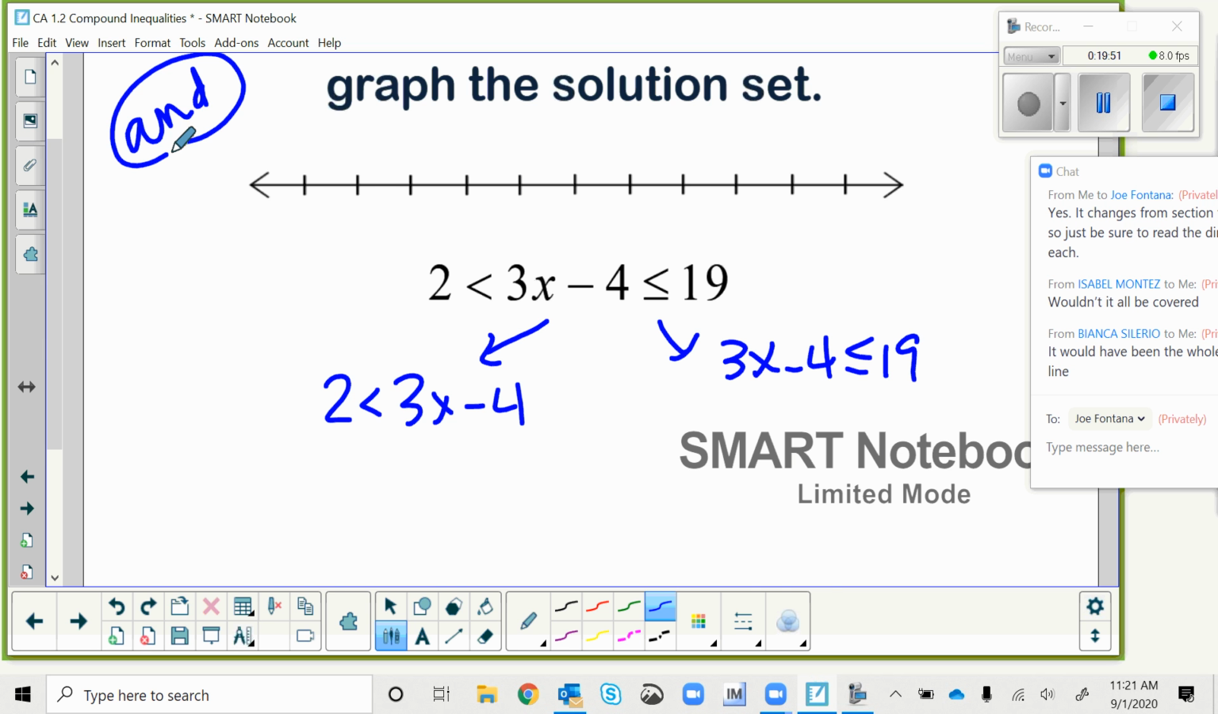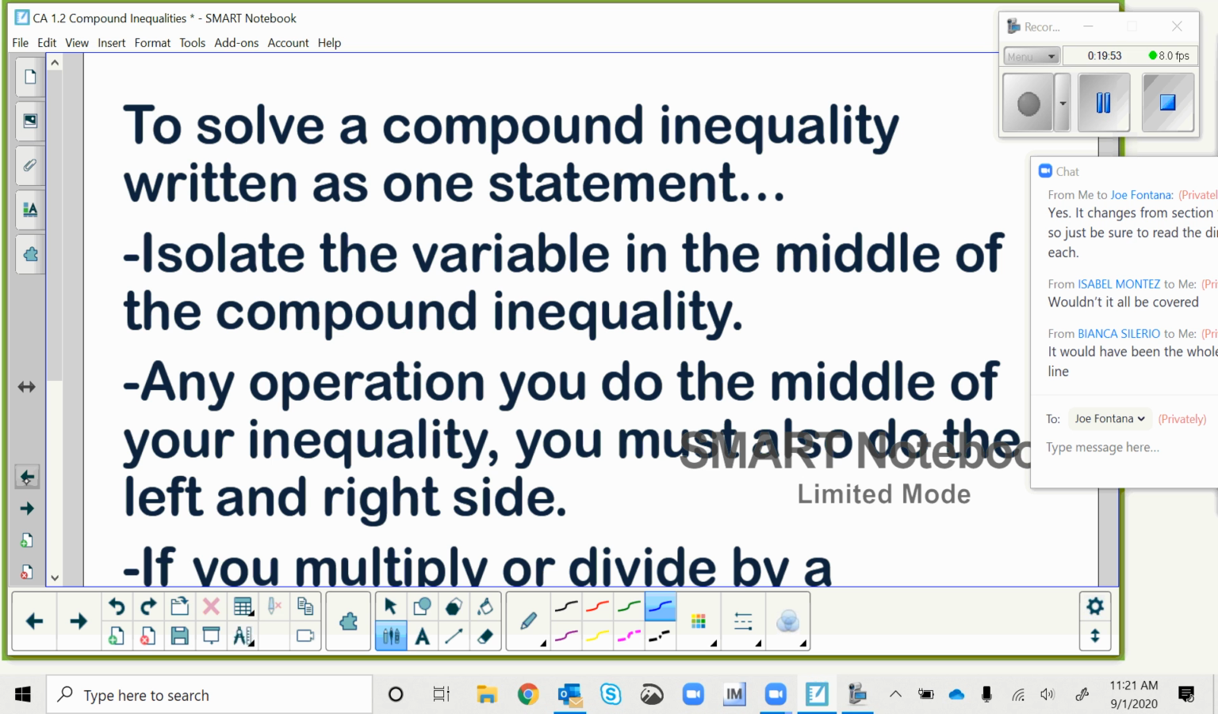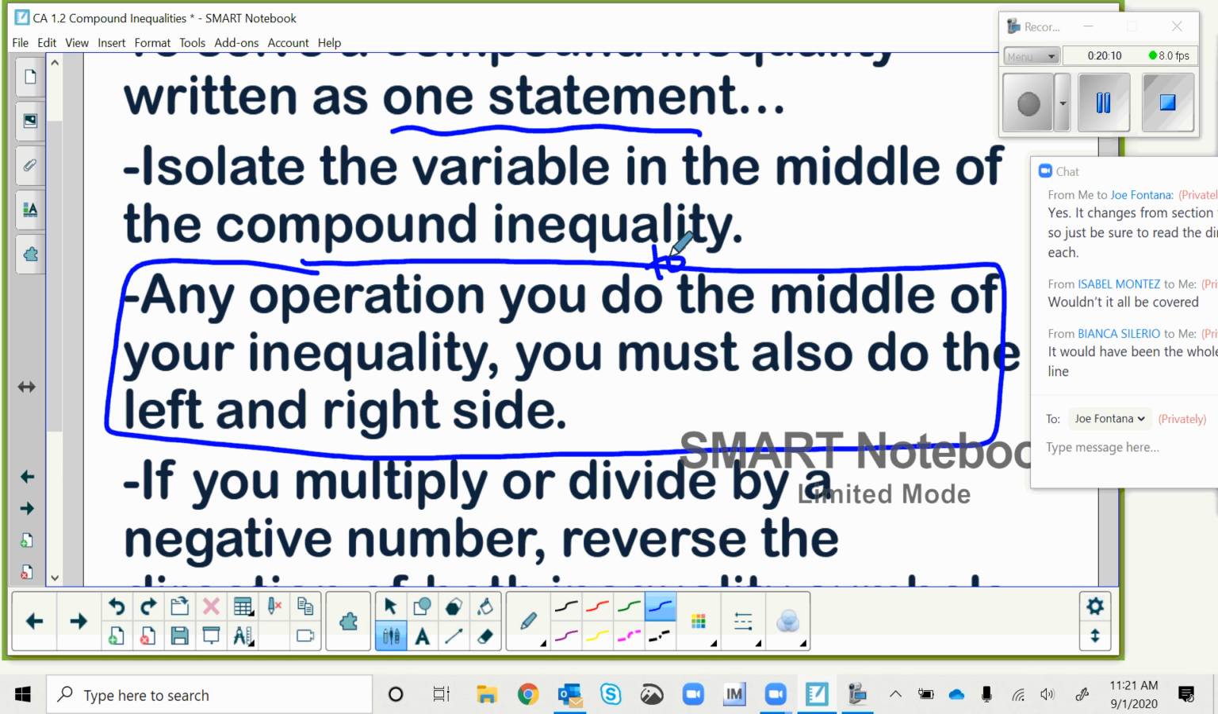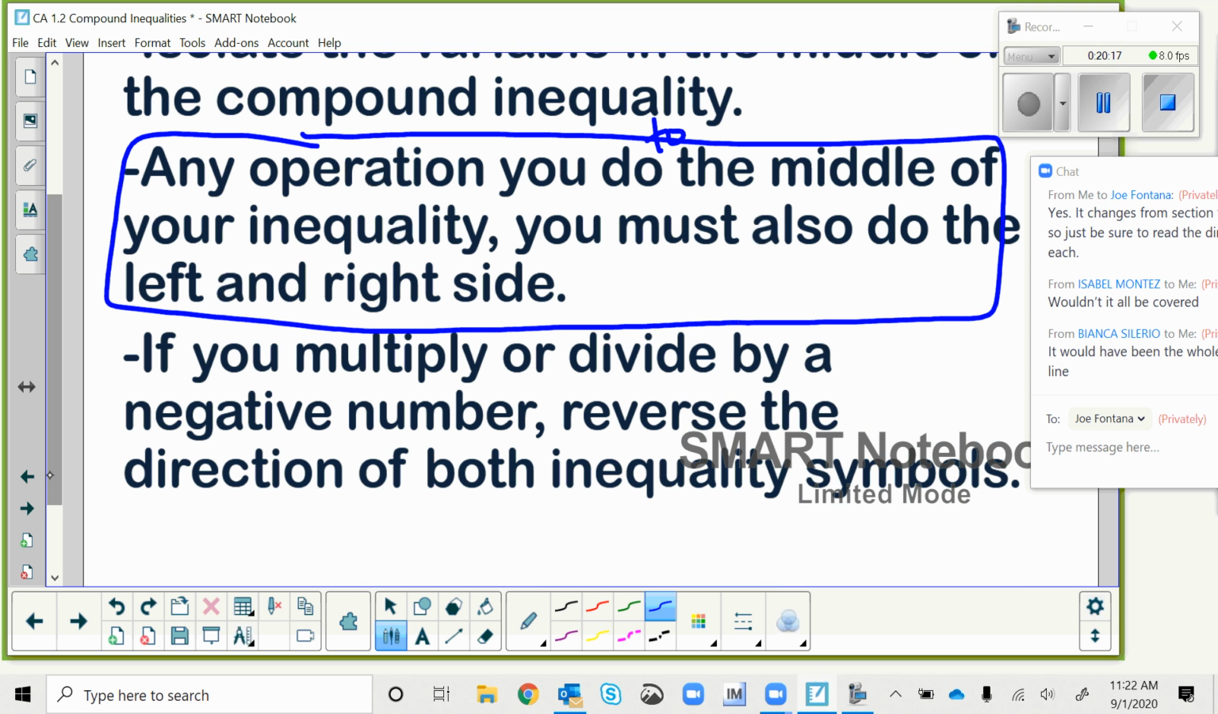So I'm going to go back to this slide real quick and just look at the steps. To solve a compound inequality written as one statement, we're still going to isolate the variable, but any operation you do to the middle, you must also do to the left and right side. And if you multiply or divide by a negative, you reverse both of the inequality symbols. So let's see how that will go here.